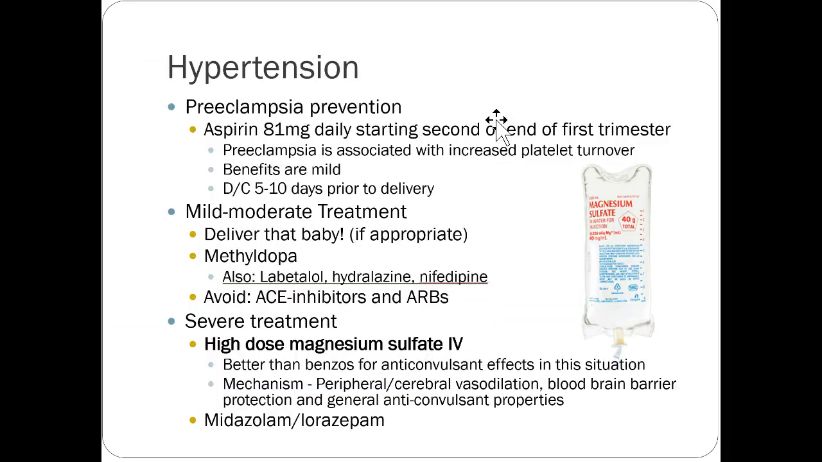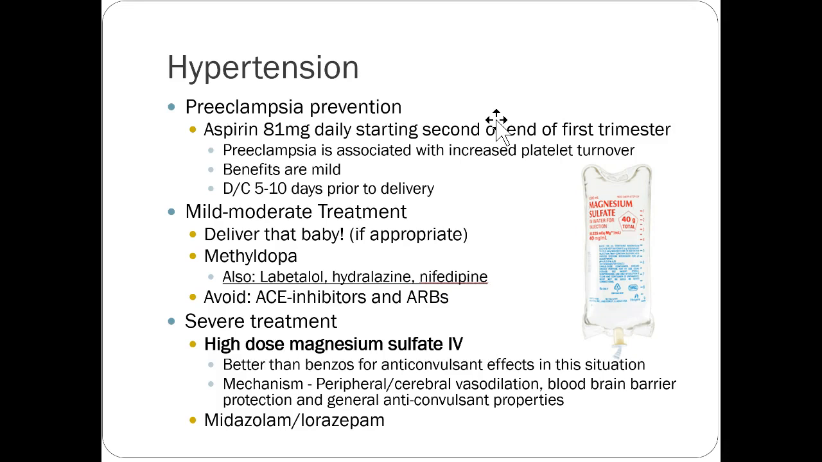Okay, so how do we prevent preeclampsia? There's been some studies actually looking at daily baby aspirin starting the second or end of the first trimester. And this is contrary to what we just talked about, that aspirin is contraindicated, but the baby aspirin for preeclampsia prevention is thought to maybe have some mild benefits. I don't know, honestly, how often I see this used. I feel like it's not a common thing.